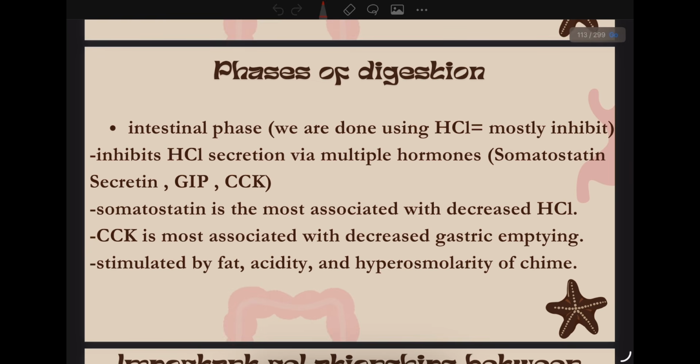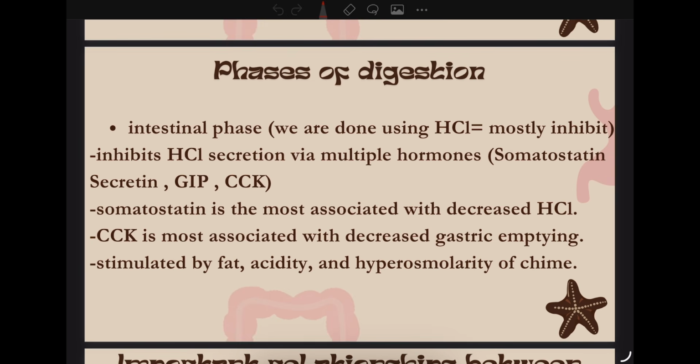We are done using hydrochloric acid. So what are we doing? Mostly inhibiting hydrochloric acid secretion via multiple hormones: somatostatin, secretin, GIP, I will not read that name, glucose, CCK, cholecystokinin. All of these guys inhibit hydrochloric acid secretion, okay? But out of them, I want you to remember that somatostatin is the most associated with decreased hydrochloric acid. Why? Because it's the most direct one. We will discuss that in a minute.